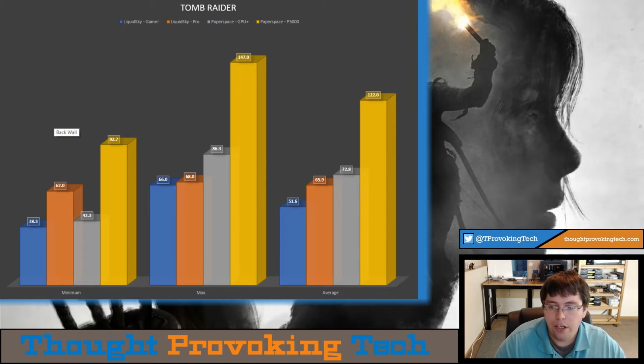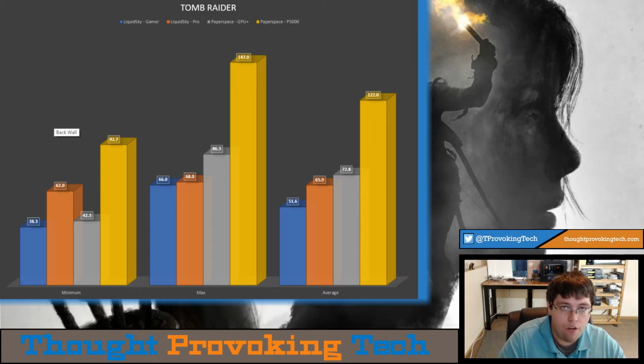Real quick, before we get into the average frame rates, I did want to mention that LiquidSky does limit their maximum frame rates to 68 FPS. NVIDIA uses a shared hardware experience and utilizes the NVIDIA GRID for the GPU. The shared hardware experience means that there are multiple different users on a single CPU and a single physical GPU, and that's how the NVIDIA GRID technology is built to be used.